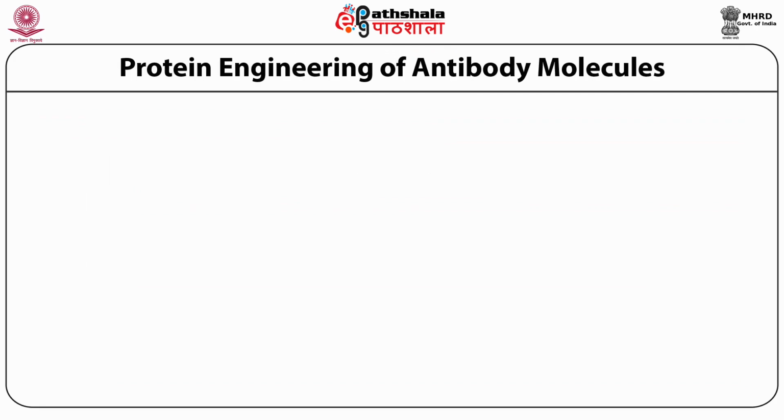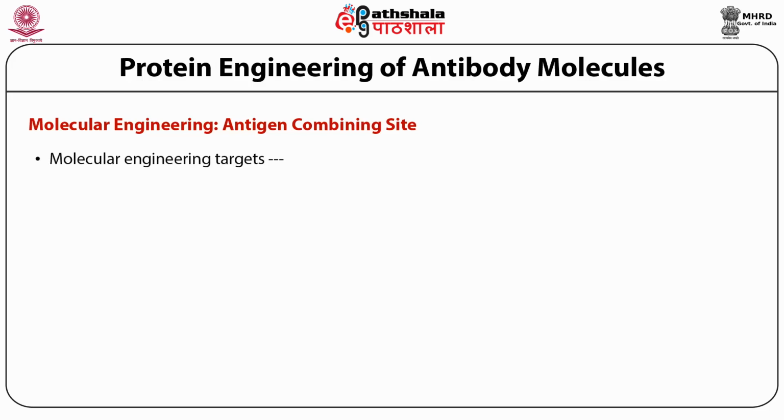We are continuing with protein engineering of antibody molecules. Let us look at the molecular engineering methods which involve the antigen combining site. The antigen combining site is contributed by the variable domain of the antibody, but the real contact of the antibody with the antigen is made through the residues present in the CDR. So engineering the antigen combining site targets the biochemical and biophysical characteristics of the antibody.